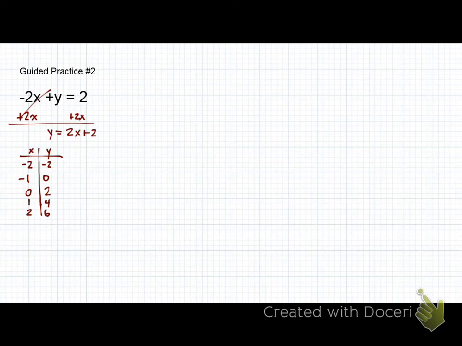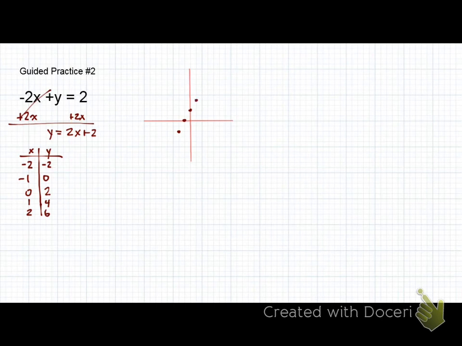Okay, so now we're going to plot these points on a graph. Okay? And your graph should look like this. -2, -2 should have a point here. -1, 0 should have a point here. 0, 2, 1, 4, 2, 6. Look at that, they're all on the same line.